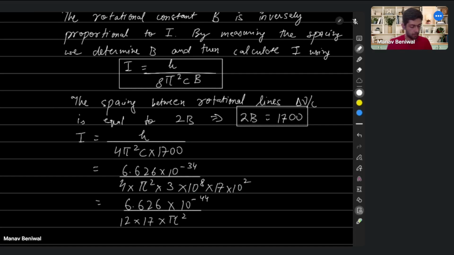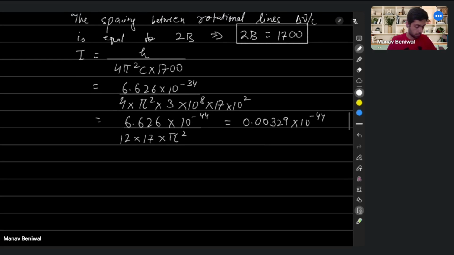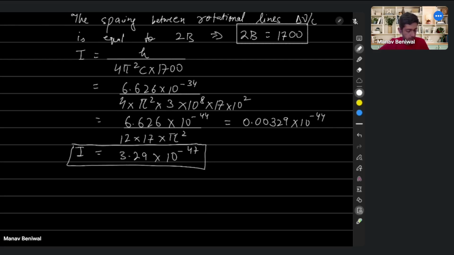Okay, so this becomes 0.00329 into 10 to the minus 44. So we can write this as 3.29 into 10 to the power minus 47. So this is the moment of inertia which we wanted to calculate.